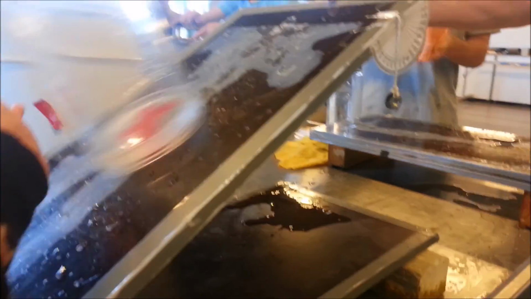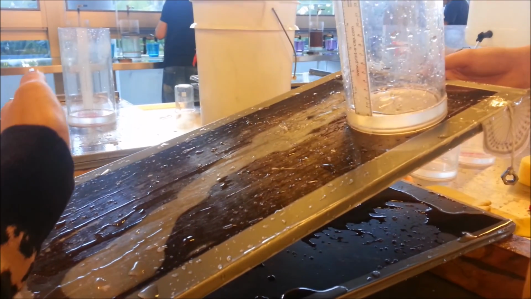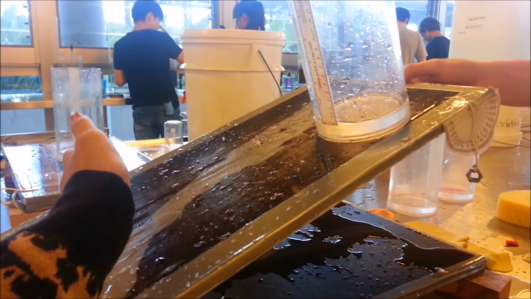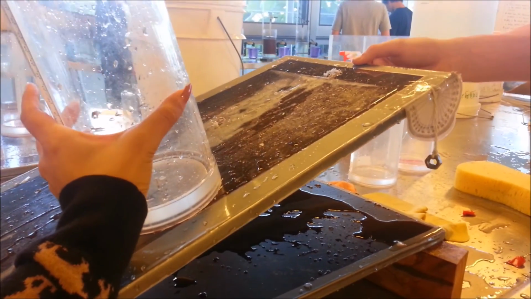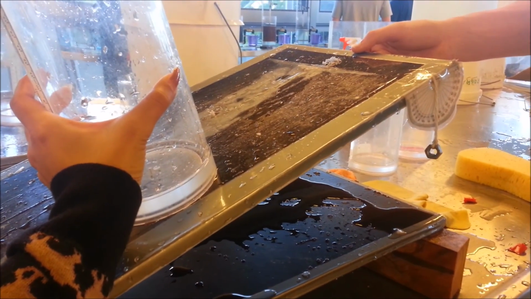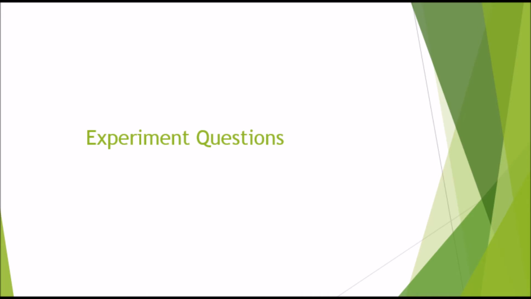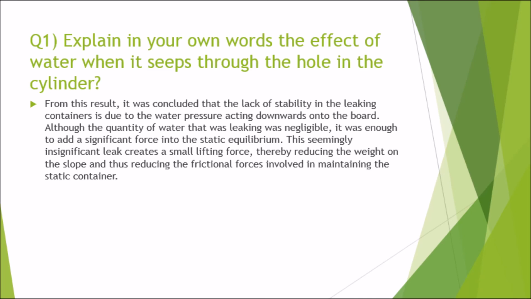As demonstrated by the experiment's footage, the board was raised at one end in order to increase the angle of inclination for the container. The container only began to slide once the frictional force had been overcome by the forces acting on the container, i.e., pore water pressure and gravity. From this result, it was concluded that the lack of stability in the leaking containers is due to the water pressure acting downwards onto the board.